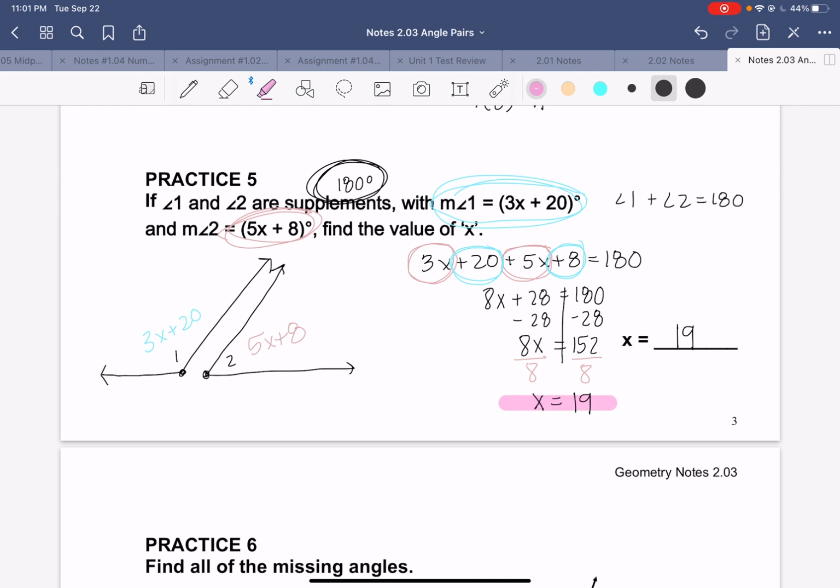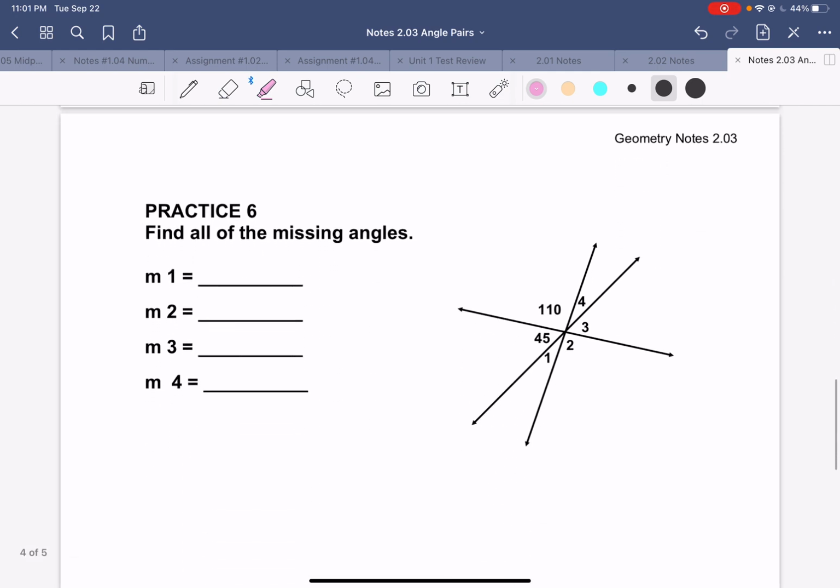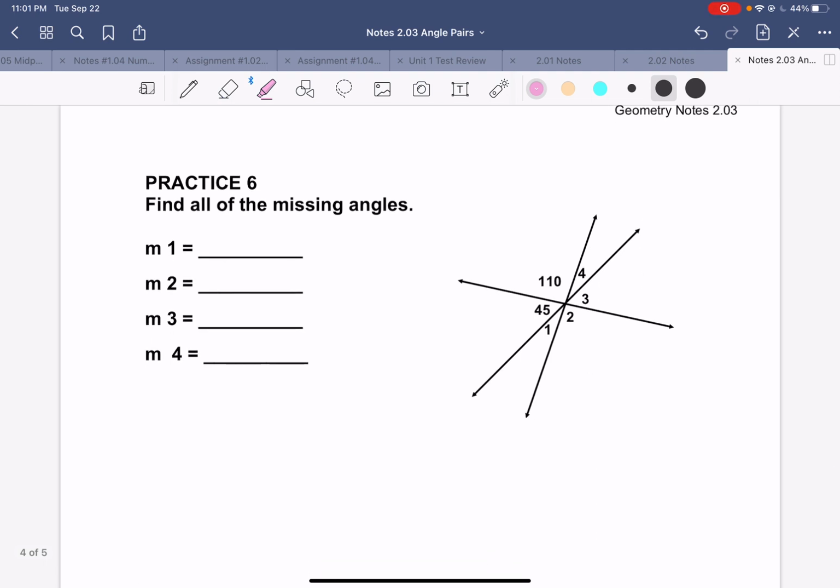Okay, we have one more. Practice 6. We want to find the measure of the missing angles. All right, so we have to think about two things. We have to think about vertical angles, because remember, those are congruent. So that's always what I tackle first. I always look for the vertical angles.